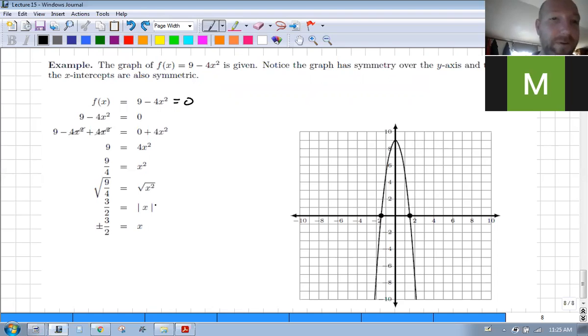The square root of x squared is the absolute value of x. So x could be positive or negative 3/2.